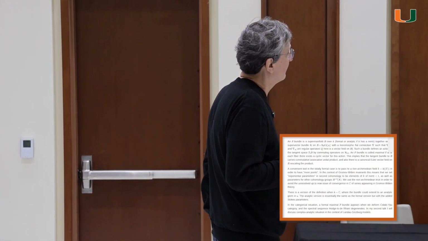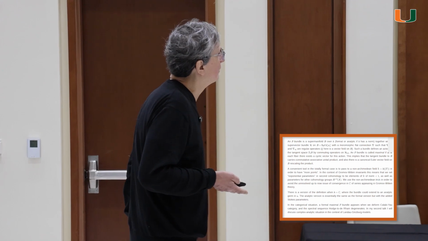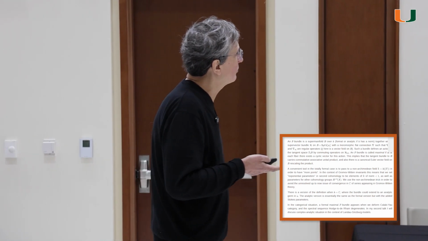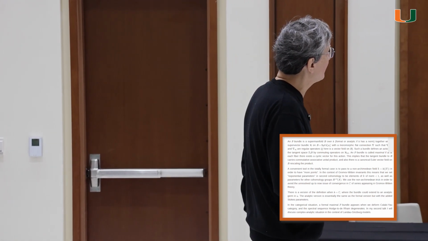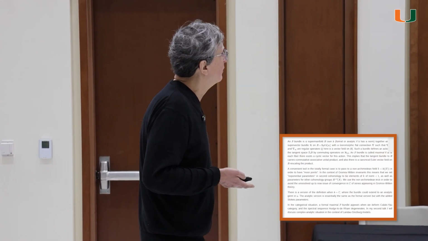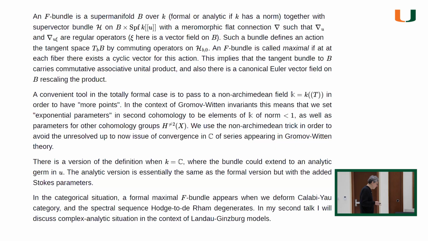So you can identify the tangent bundle with the fiber. We ask only for the existence of the cyclic vector, not a choice of it. And this implies that the tangent bundle is a supercommutative associative unital algebra. Taking the residue of u squared d/du, you get another commuting element. It corresponds to an element of this algebra and gives you a vector field on the base, which is called the Euler vector field, and it rescales the product. So it captures nicely this genus zero part with scaling behavior.